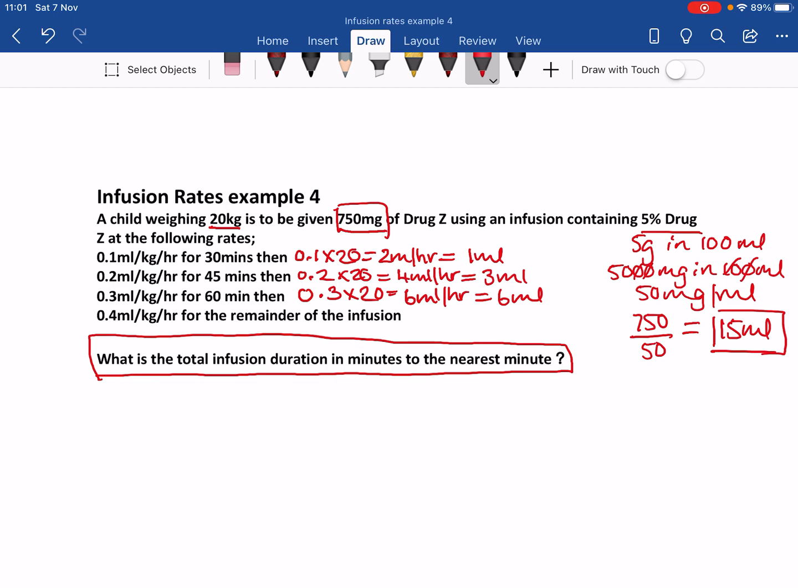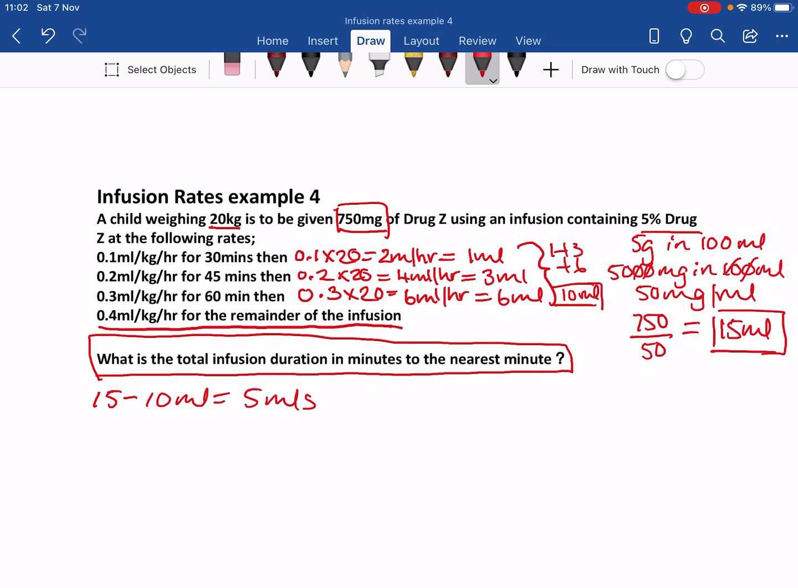And then we're told that for the remainder of the infusion it's going to be delivered at a rate of 0.4 mils per kilogram per hour, but we don't know for how long. So the next thing I would do would be to see how much has already been administered. So that is 1 plus 3 plus 6. So for the first 3 time frames, they've been given a total of 10 mils. So this means that there is 15 mils, which is the total we want to administer, minus 10 mils. Means that there's 5 mils remaining to be administered at a rate of 0.4 mils per kilogram per hour.